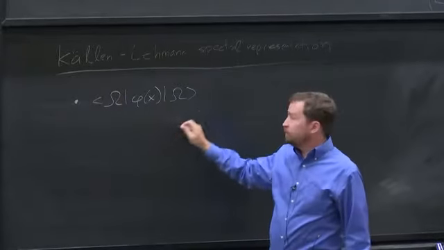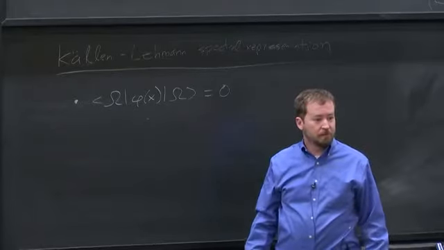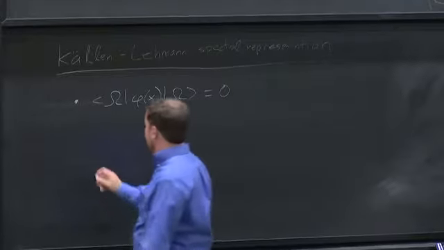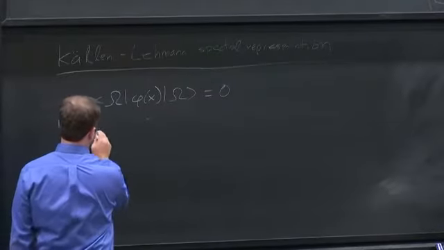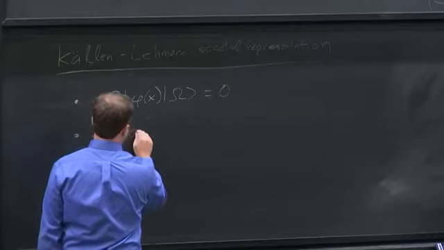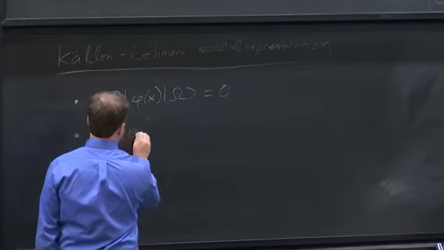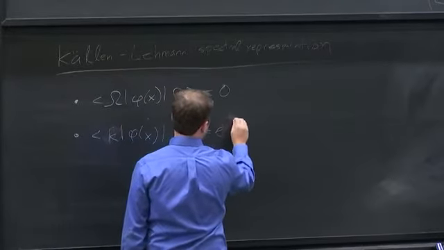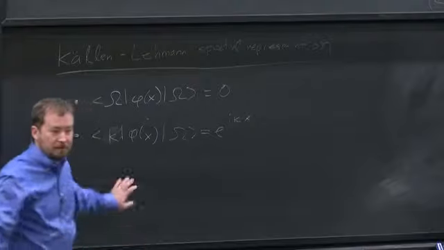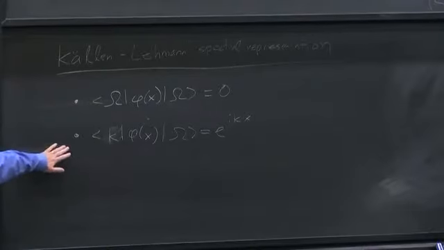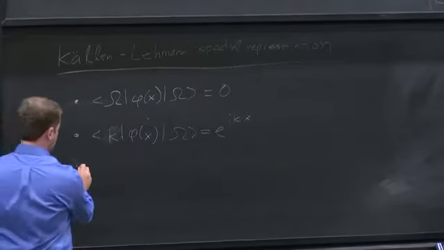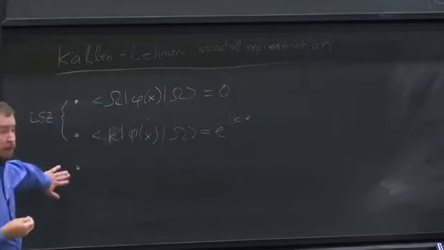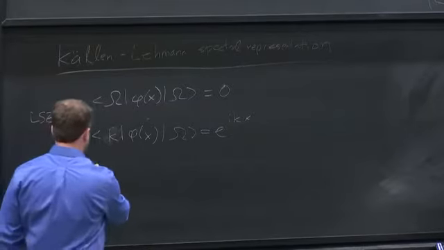that the vacuum expectation value of the field vanishes. This is a familiar assumption. We've talked about this before. We also need to assume that the form factor is e to the ikx. Again, something we've talked about many times. So far, these two assumptions are nothing new. They're just the same as consequences of our LSZ reduction formulas. We're going to make a third assumption, which is that there are no bound states.